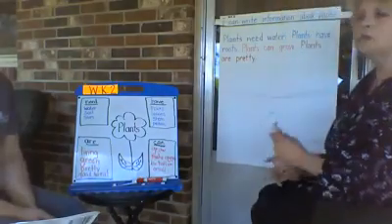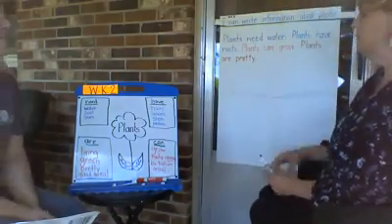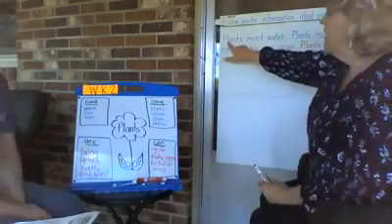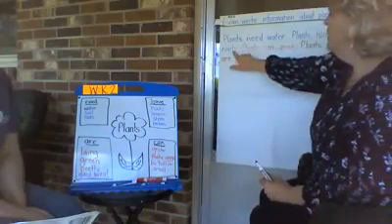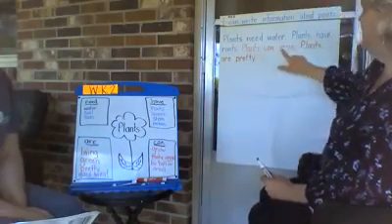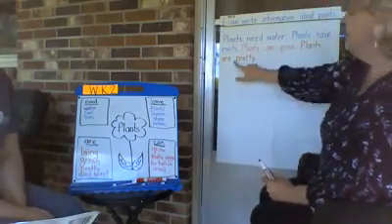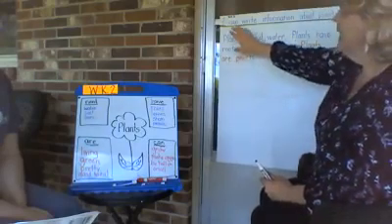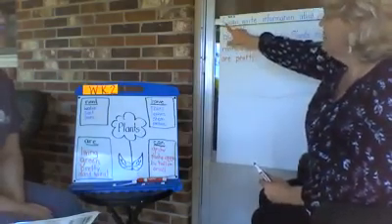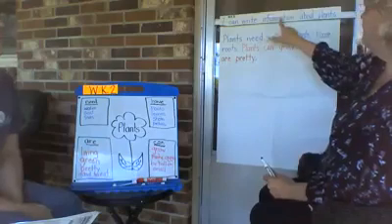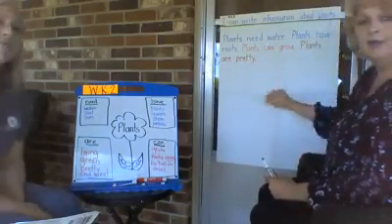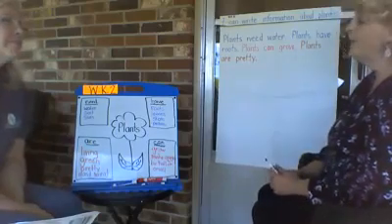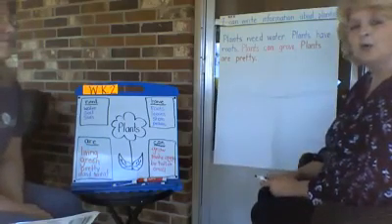Now at the end of this we need to reread and make sure we read our sentences right. Plants need water. Plants have roots. Plants can grow. Plants are pretty. And today our I can statement said, I can write information about plants. Were we able to do that? We did. So I think you're going to do a great job.